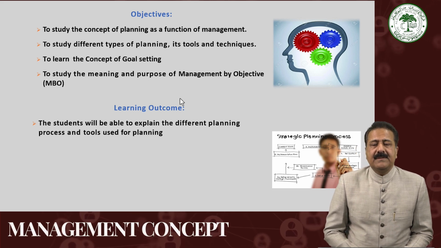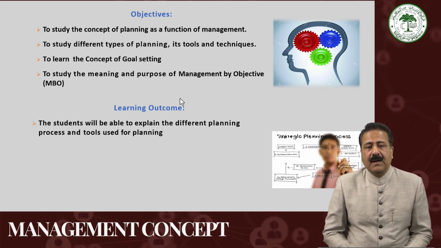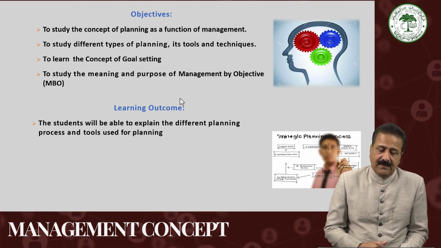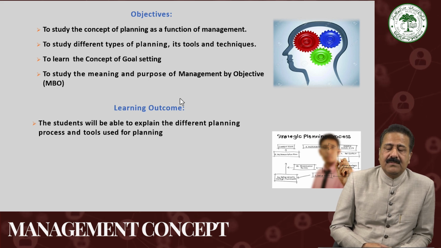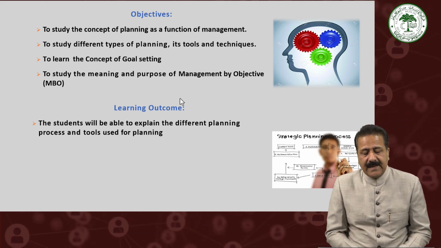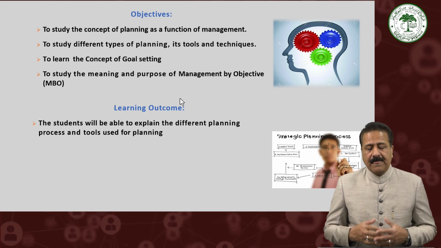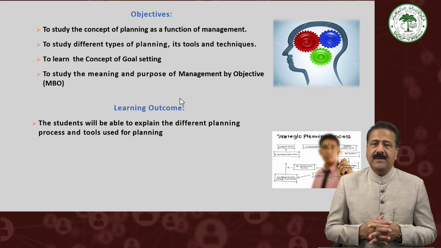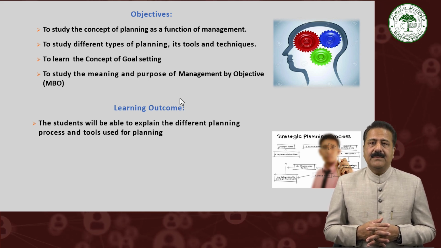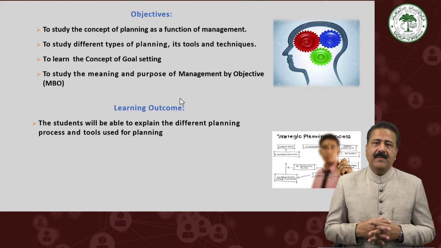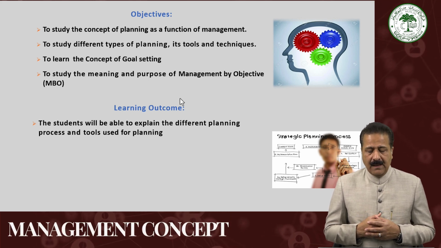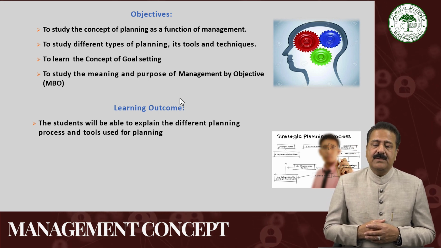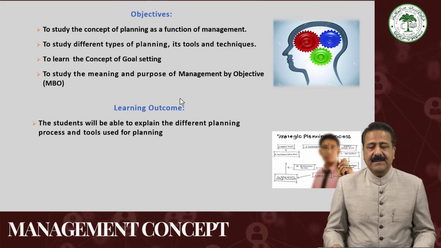Students, the objective of this course is to study the concept of planning as a function of management. Another objective of this subject, this planning, is to study the different types of planning, its tools and techniques. We will be able to learn the concept of goal setting. This is the important objective of learning planning, and also to study the meaning and purpose of management by objectives, that is the MBO. Students, you will be able to explain the different planning processes and tools used for planning after completing this week.